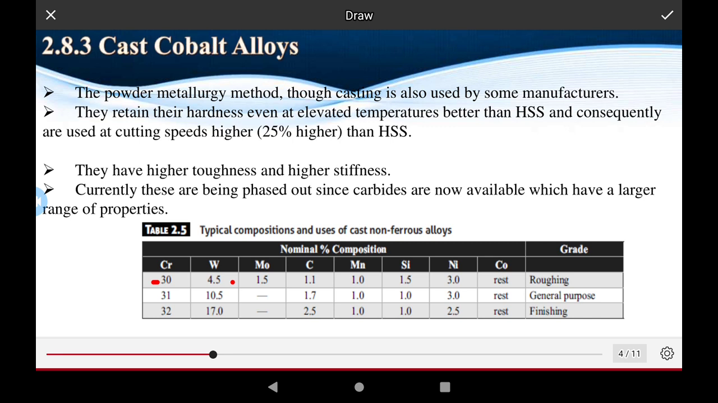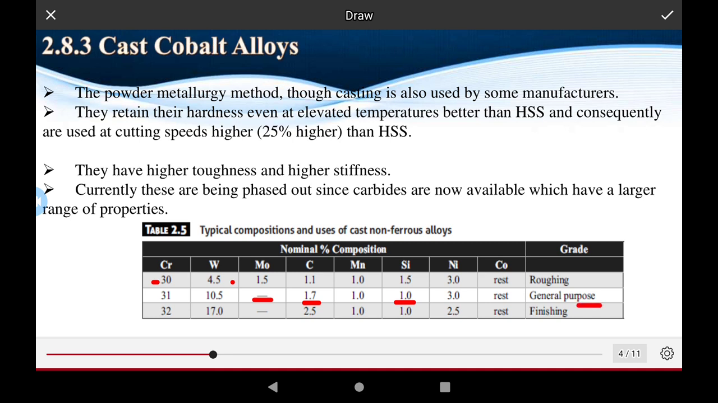The second is the general purpose cobalt alloy. The chemical composition is chromium 30%, tungsten 10.5%, no molybdenum, carbon 1.7%, manganese 1%, silicon 1%, nickel 3%, and the remainder cobalt. This is used for general purpose machining applications.